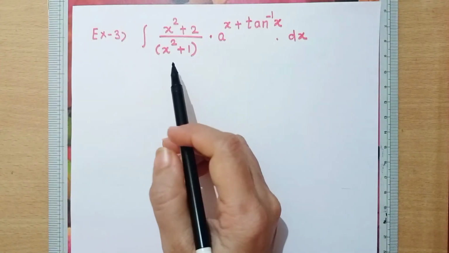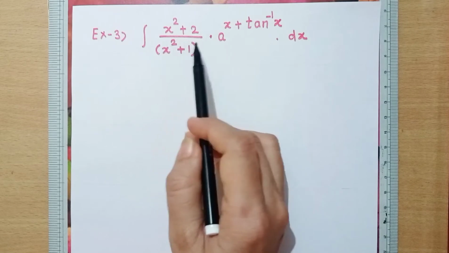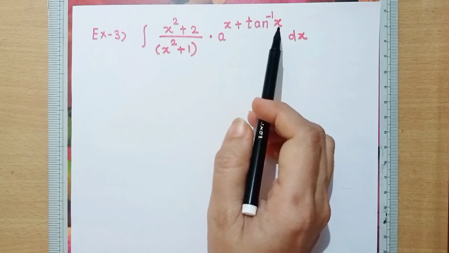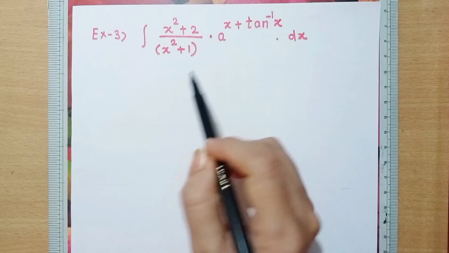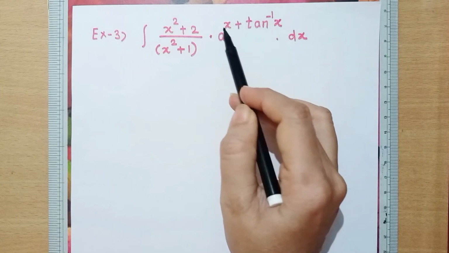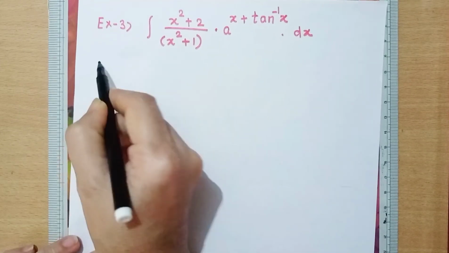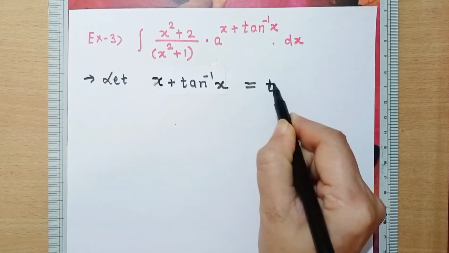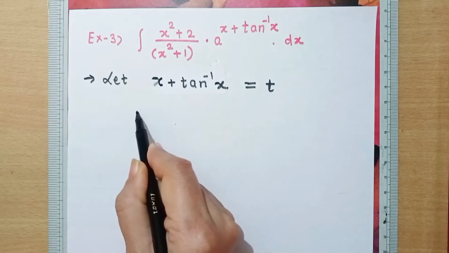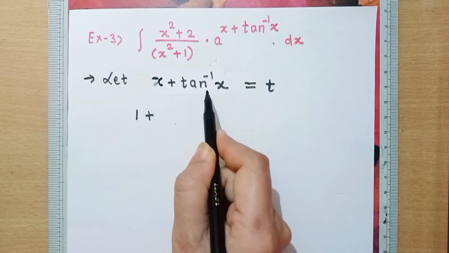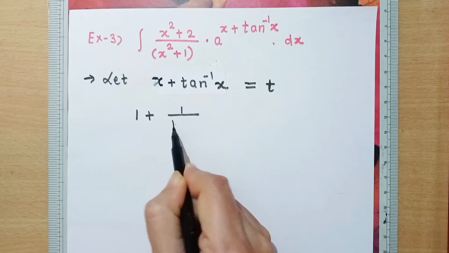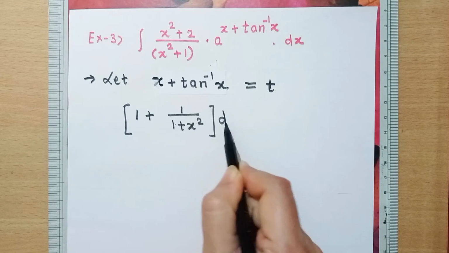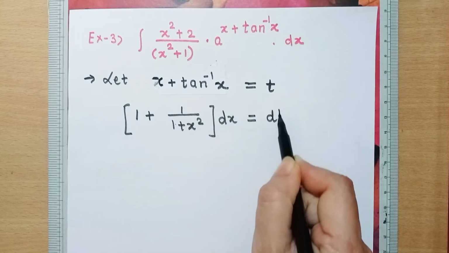This is our third example, integration of x square plus 2 upon x square plus 1 into a raised to x plus tan inverse of x, into dx. So here we have to substitute this index equal to t. So I am writing here, let this equal to t. Now differentiate this. The derivative of x is 1 and the derivative of tan inverse of x is 1 upon 1 plus x square, and here write down dx, and this is equal to dt.